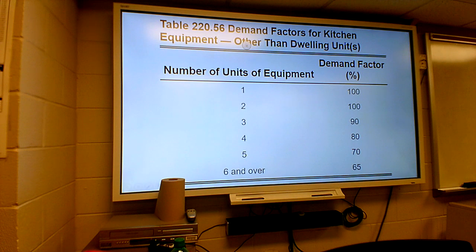So your demand factor, Table 220.56 tells you, based on how many pieces of equipment are in that commercial kitchen, what is your demand factor? When can you start to reduce the percent based on the number of pieces of equipment? So when you get to 3, it begins to let you knock it down to like 90%, and at 4 pieces of equipment, 80% and so on. Because they figure, you know, that you're not going to run all of them at the same time. It's not likely you would run all of them at the same time.